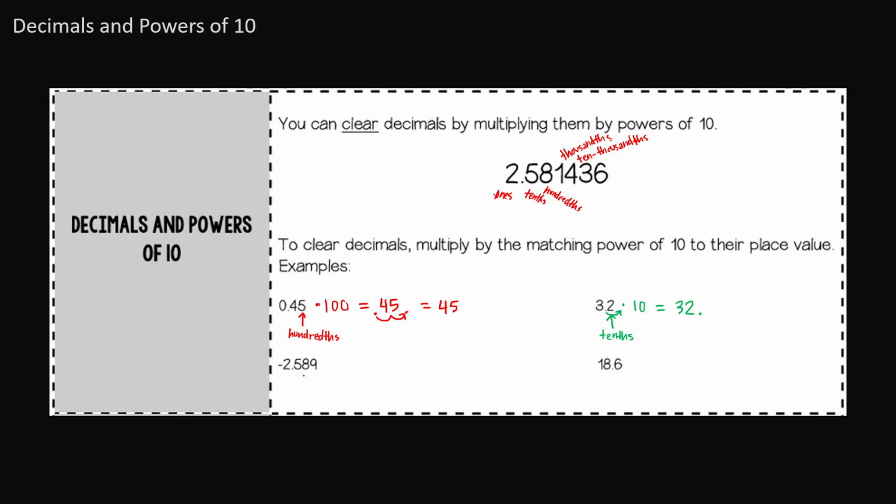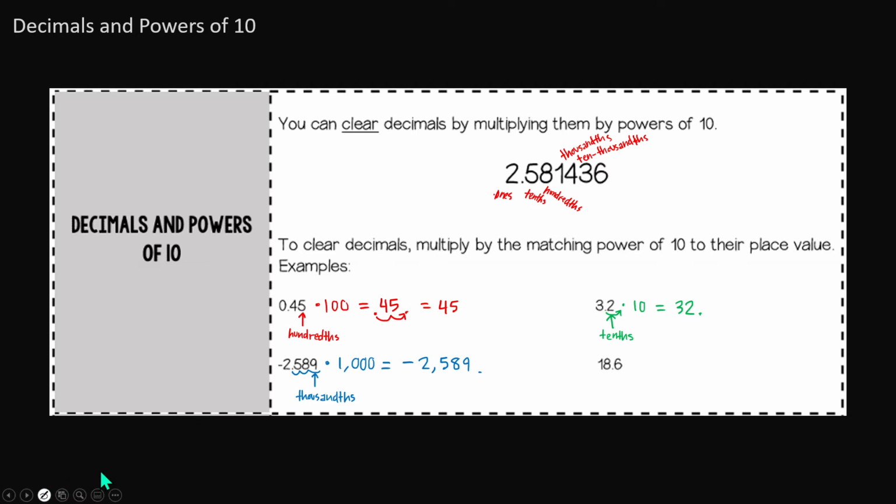Another one, negative 2.589. The last place value that we see here, that's the thousandths place. And so the power of 10 that matches that would be 1,000, or 10 to the third power. We have to move the decimal 3 places over, so that means we have to multiply by 10 to the power of 3, which is 1,000. If we do that, we move the decimal 3 places over, and our new number, negative 2.589 times 1,000, is going to be negative 2,589. So now the decimal's on the right side.